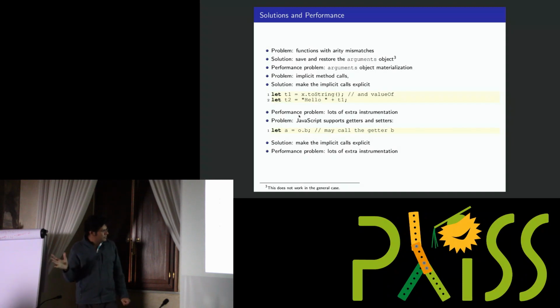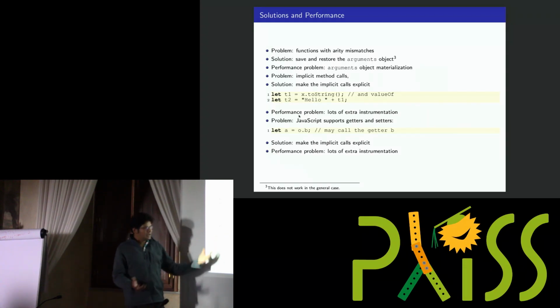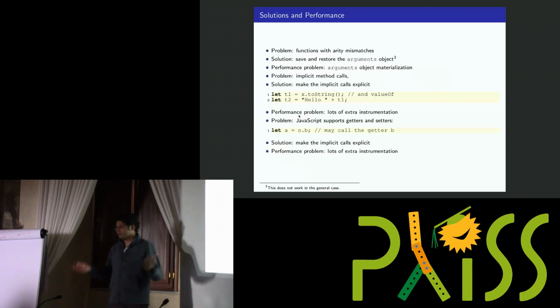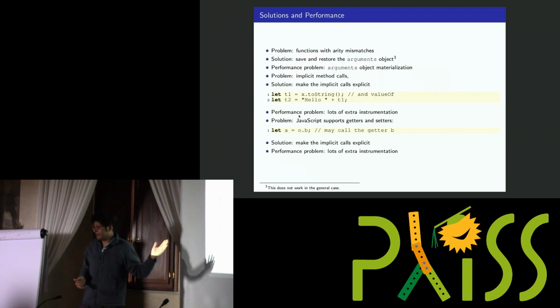I think there's a final bit of bad news I want to talk about. JavaScript supports getters and setters. So when you write something like o.b, that can actually call the getter method. So that could also be a function call. And so I guess we could make the implicit call explicit again. Again, it's bad because more instrumentation. This is all bad news. Okay, so this is a JavaScript-specific problem slide. This is all just terrible.